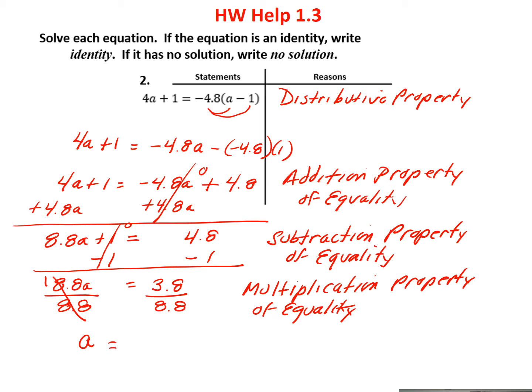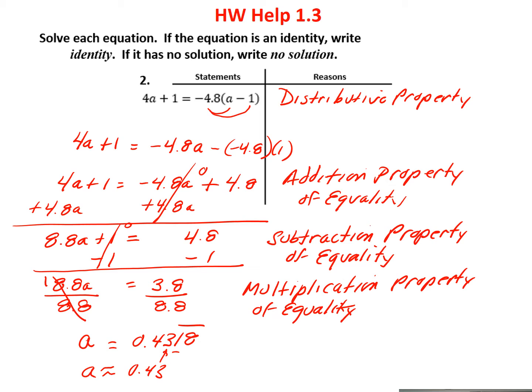And then get out my calculator and take 3.8 divided by 8.8. And I end up with something like 0.431818, and it keeps going on and on. Or I could just round that off. If I round off here, that's not 5 or bigger, so I would just leave it as about 0.43.